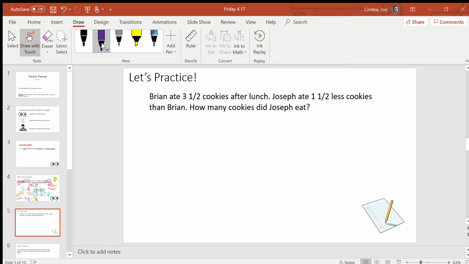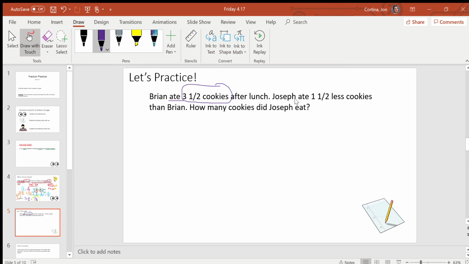Remember, we're going to read first and then annotate. It says, Brian ate 3.5 cookies after lunch. Joseph ate 1.5 less cookies than Brian. How many cookies did Joseph eat? Alright, let's break it down. Brian ate, action, 3.5 cookies after lunch. 3.5 cookies is the number with the label.